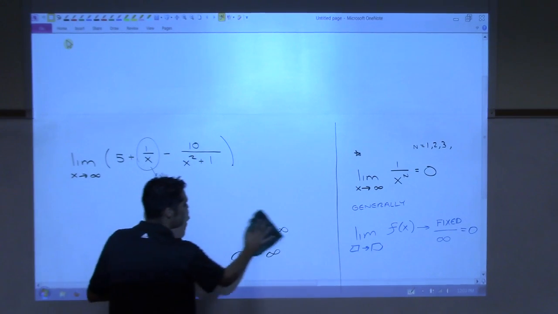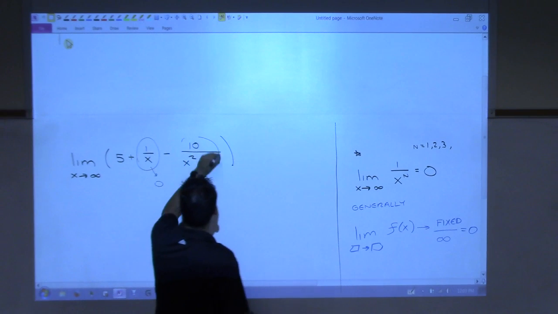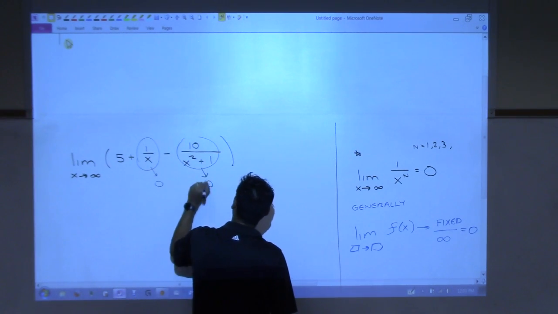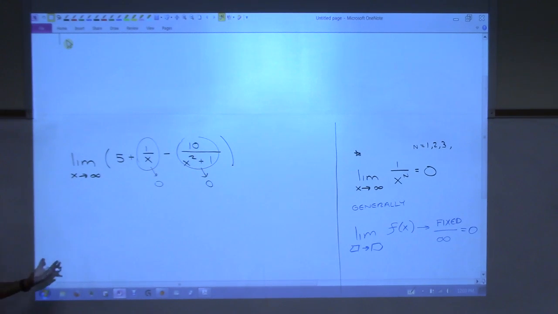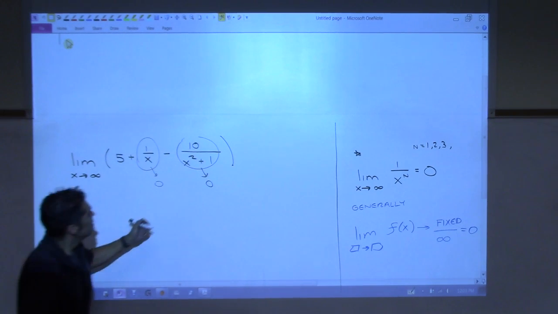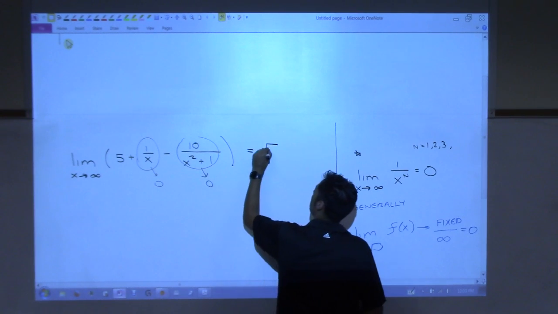All right, so we still have fixed over infinity here. So that one's going to go to 0 when we take the limit, right? When we take the limit, it's going to go to 0. And that means the only thing left is what? 5. So this thing should be heading to 5.